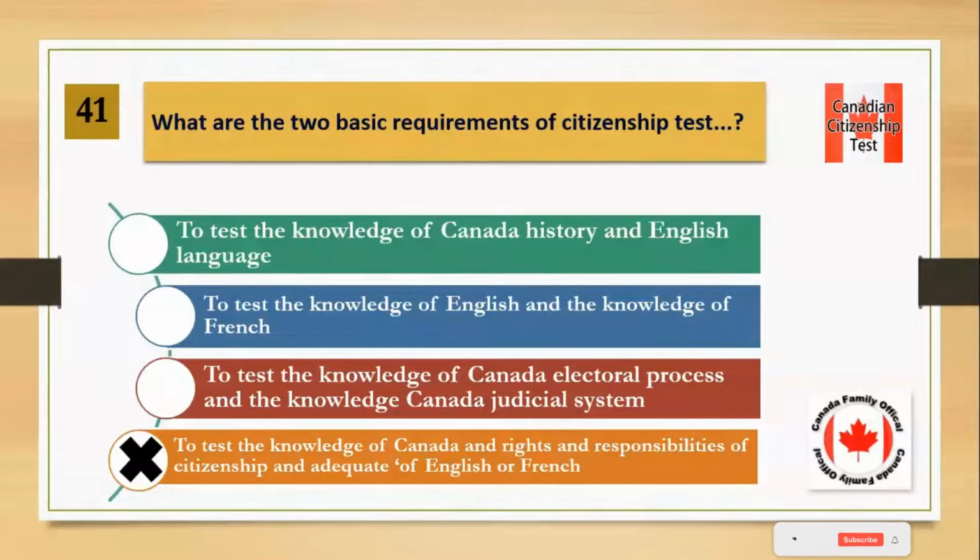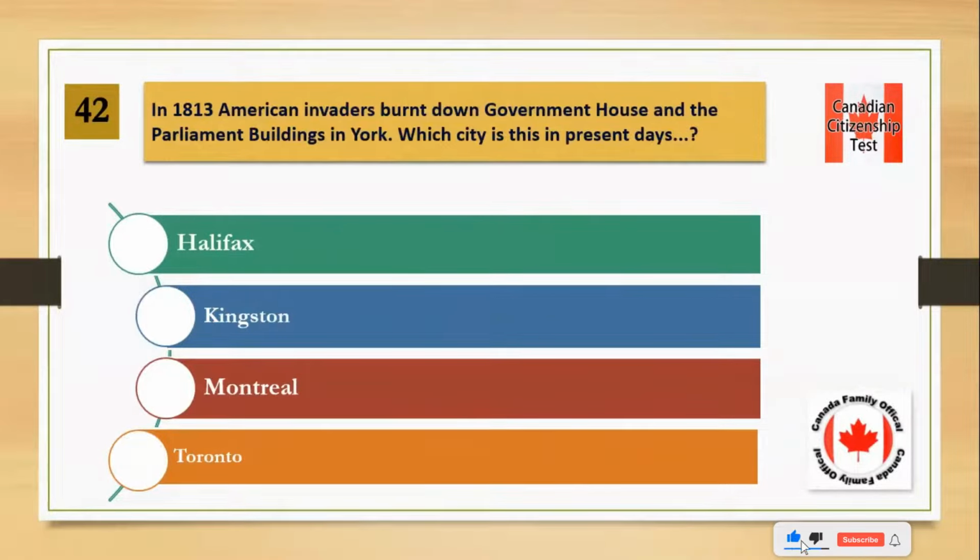In 1813, American invaders burnt down Government House and the Parliament buildings in York. Which city is this in present days? Number 1, Halifax. Number 2, Kingston. Number 3, Montreal. Number 4, Toronto. And the answer is Toronto.